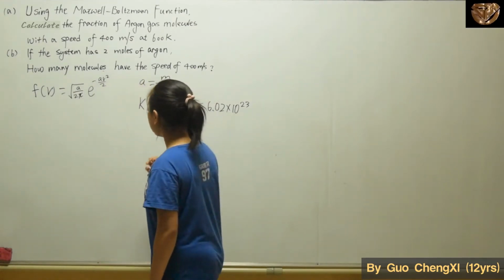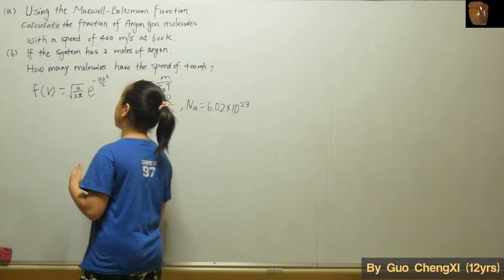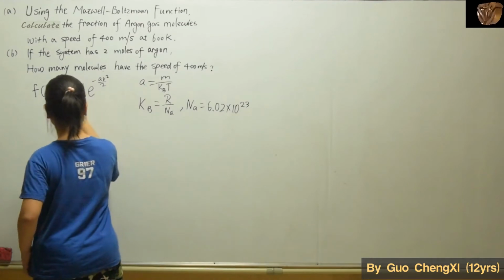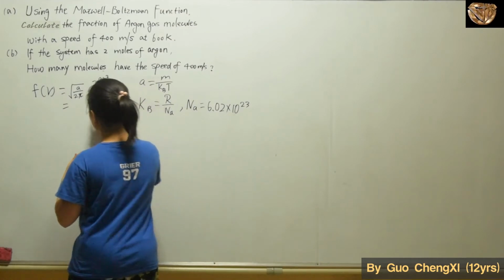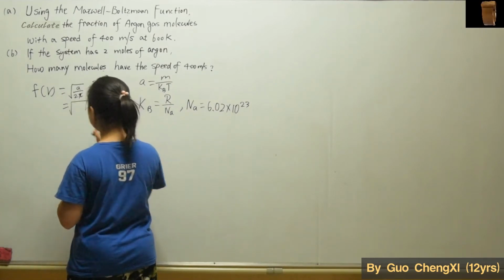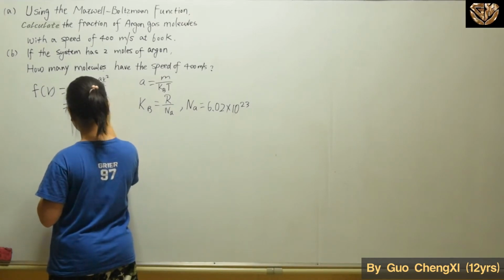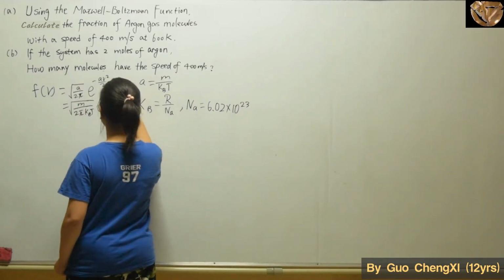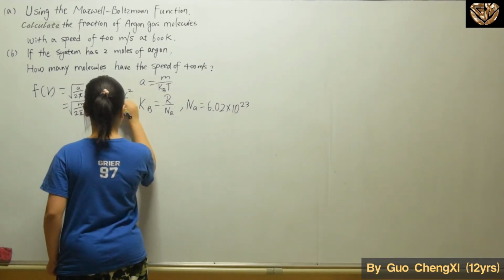As you can see for this part, because this is one dimensional, let's start with the part where we use m over kbt to become m over 2 pi kbt. And then the exponent will be mv squared over 2 kbt.